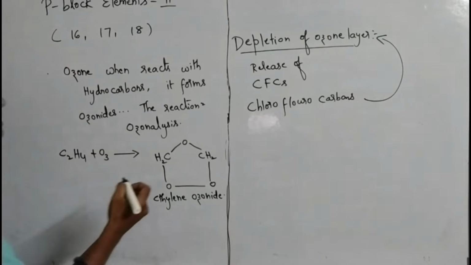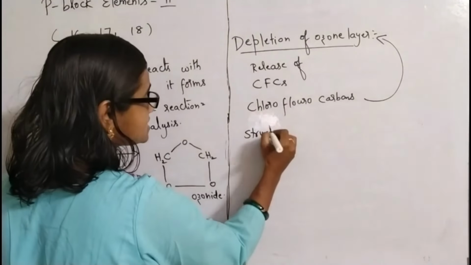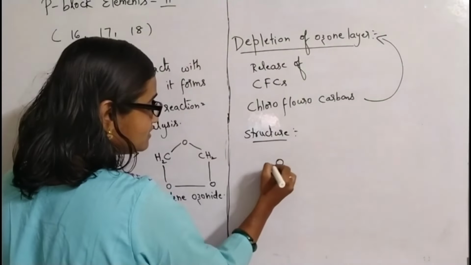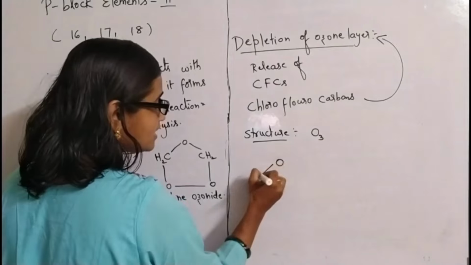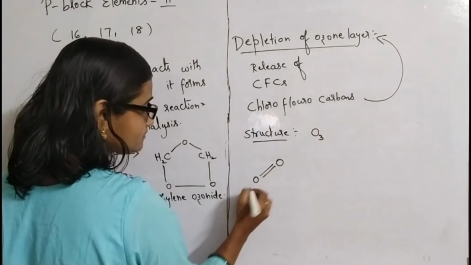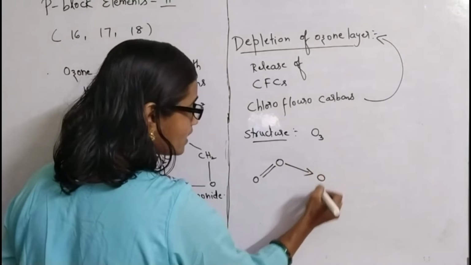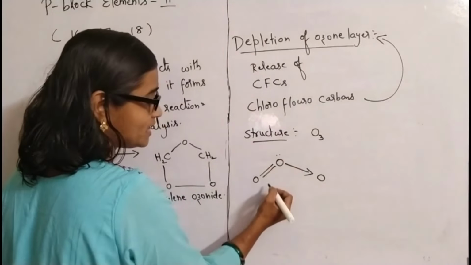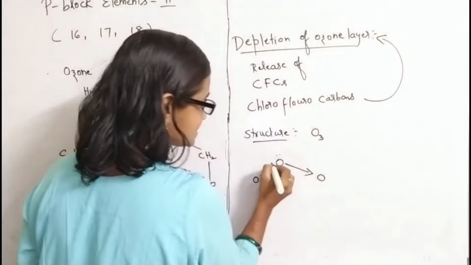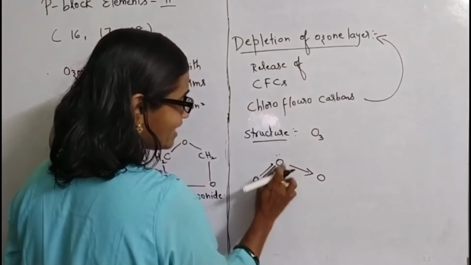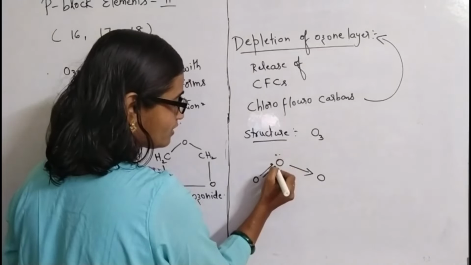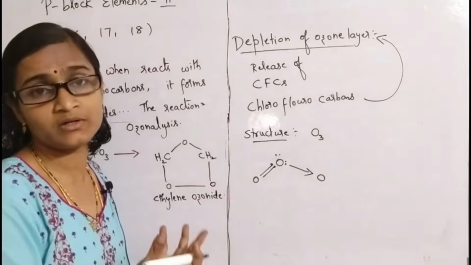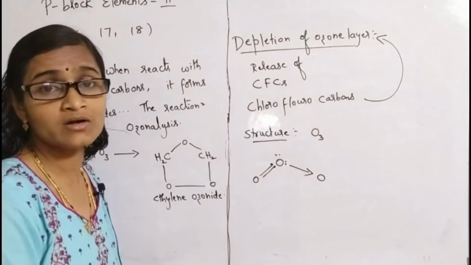Now the structure of ozone. It is O3, right? O3 means there is a double bond between two oxygen atoms and a coordinate covalent bond for the third oxygen atom. Oxygen generally has how many valence electrons? 6 valence electrons: 1, 2, 3, 4, 5, 6. So it requires 2 more valence electrons for obtaining octet configuration.